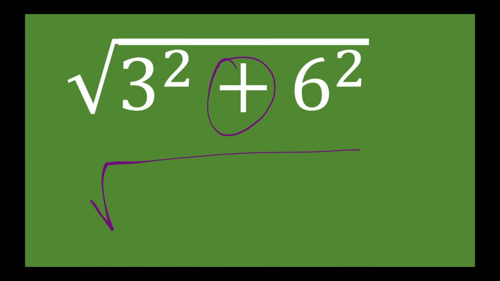So square root. So what's 3 squared? We do that first. What's 3 squared? That's 9. Plus, what's 6 squared?